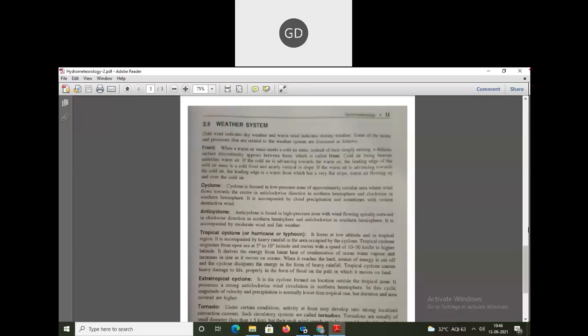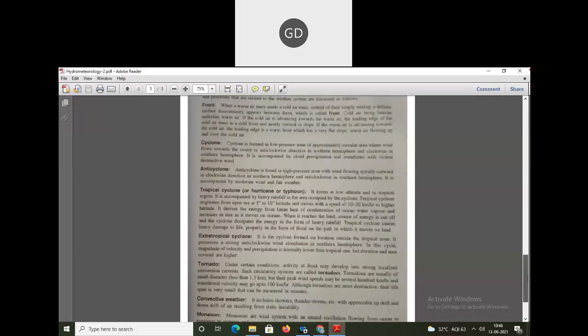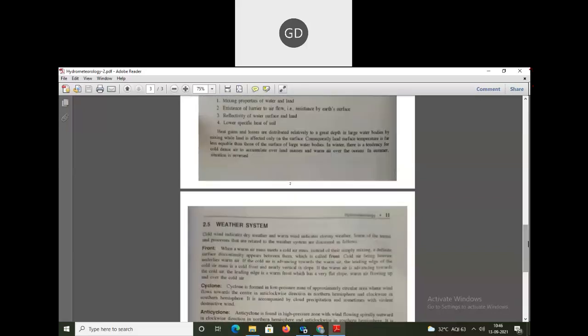So these are some of the wind and weather systems. You have to know all these terminologies based on the weather system. Up to here today we will do. Next class we will go to the next topic.